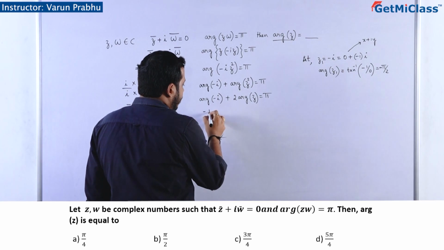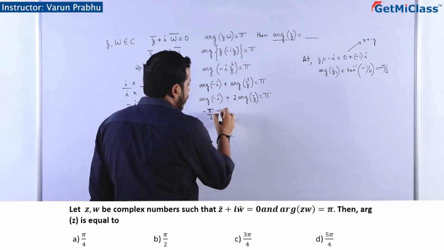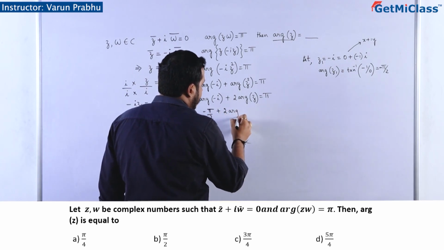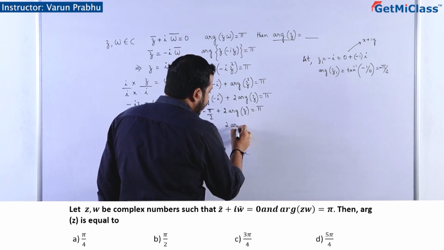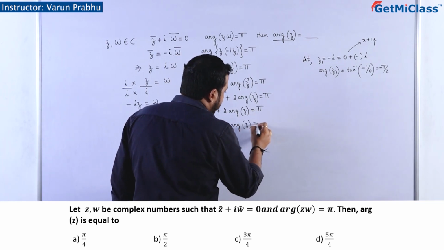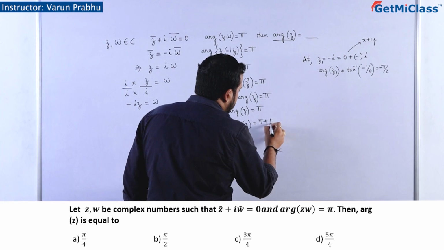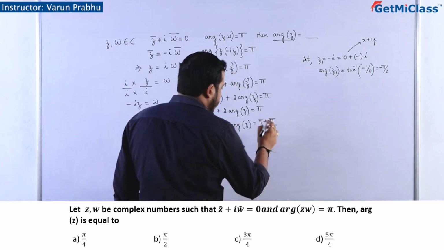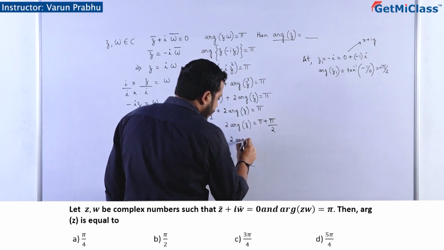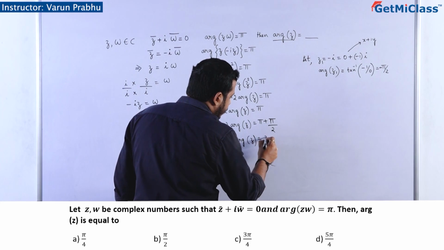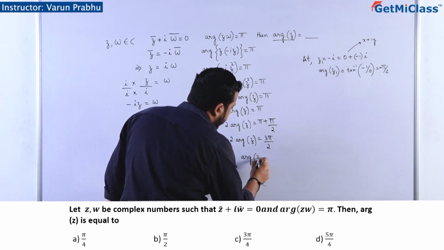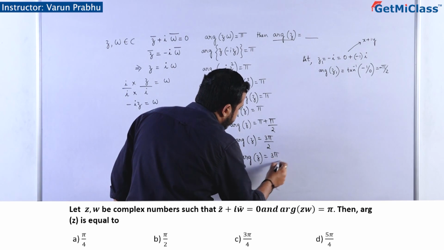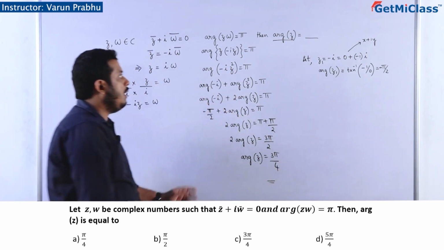So what we get is minus pi by 2 plus 2 times argument of z is equal to pi. So 2 times argument of z is equal to pi plus pi by 2, which is equal to 3 pi by 2. So what is the answer for argument of z that we get? We get the answer as 3 pi by 4. This is the answer to the question. Is it okay? 3 pi by 4.